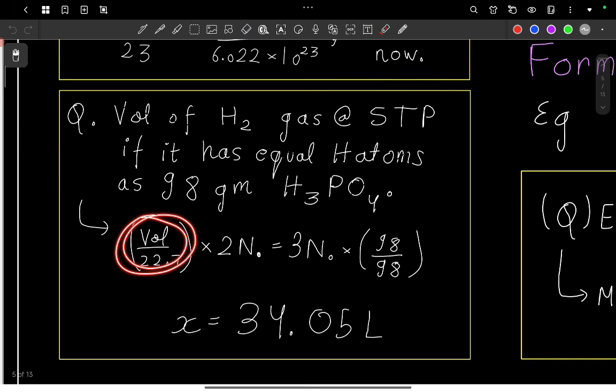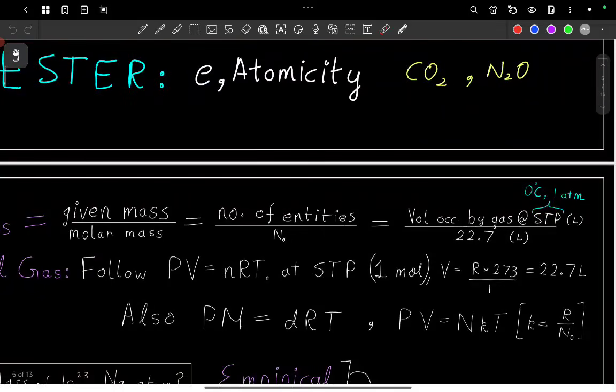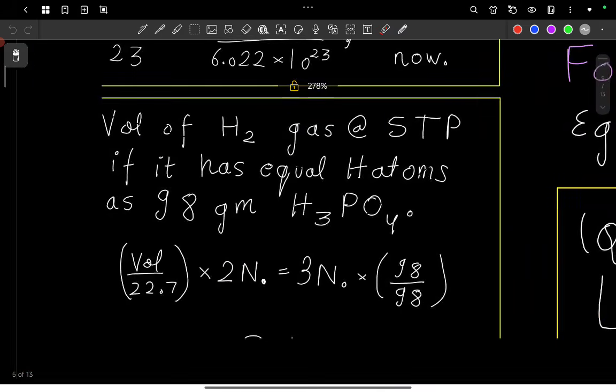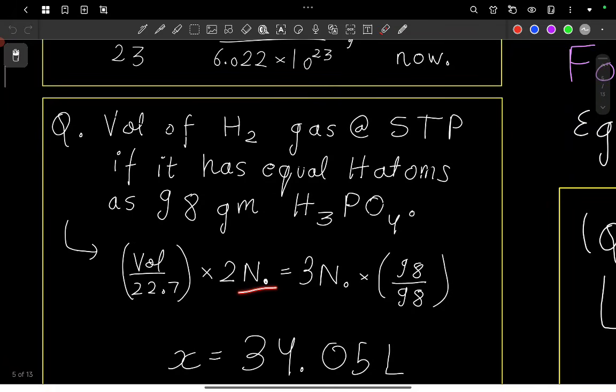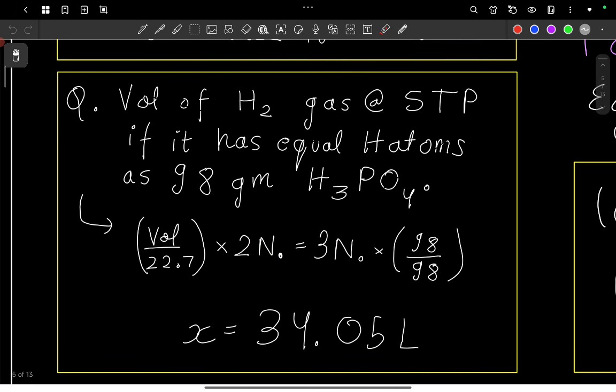We have to find the volume. So here we see if we divide volume by 22.7 at STP, we get the number of moles. And if we multiply the number of moles by how many hydrogen are in 1 mole, and then multiply by Avogadro's number. Well, this wasn't really necessary here since it would cancel out, but still it's to show you what should go through your mind.